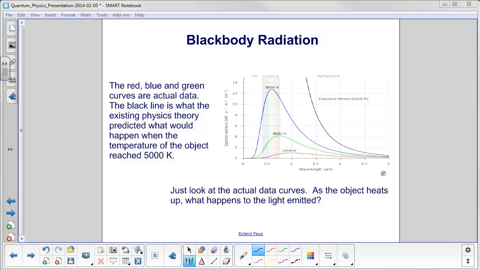Let's break these curves down into a couple segments for better understanding. The red, green, and blue curves are actually measured data that was done in a lab. This black line is what classical theory said would happen to the color of the light at 5000 K. So notice, here's the measured data, 5000 K. Here's what the theory said it should be. Now, just look at the blue, the green, and the red curves here. As the object heats up, as it goes from 3000 to 4000 to 5000 K, what happens to the light emitted?